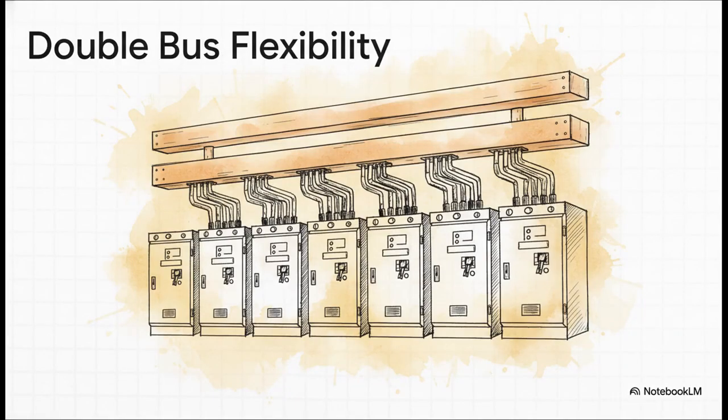Now, a double busbar layout really shines when uptime is worth far, far more than the physical cubicle count. It gives operators just incredible flexibility to isolate one bus while the other keeps the whole facility running. Because you've got two separate main busbars running in parallel, your outgoing feeders can actually be selected to run on either one. Honestly, it's the absolute gold standard for continuous service.